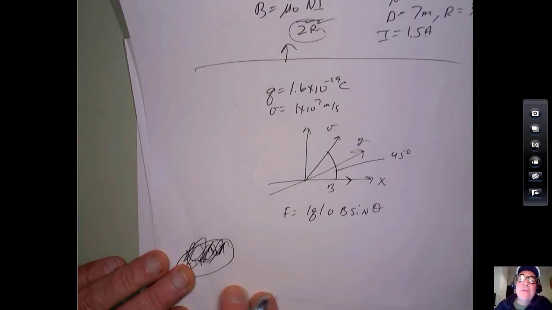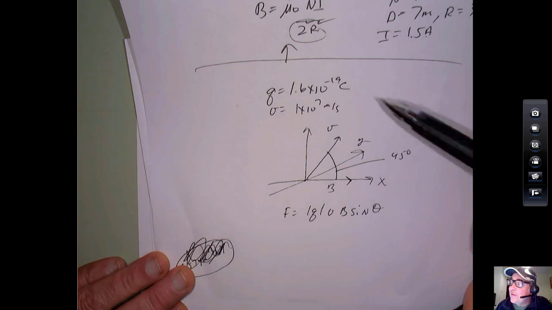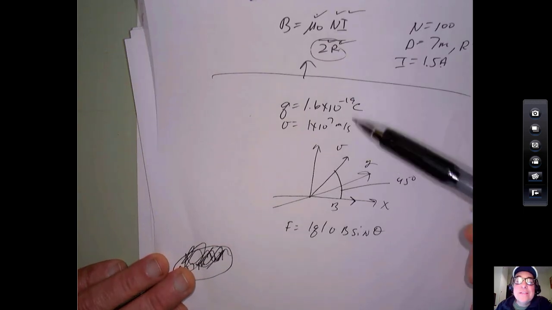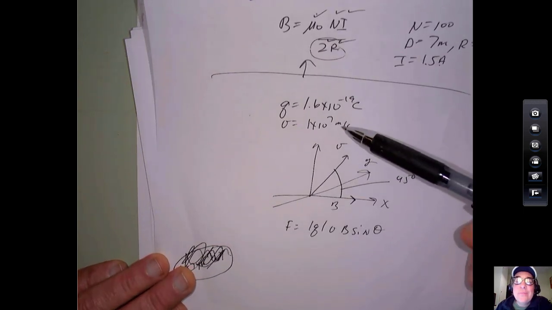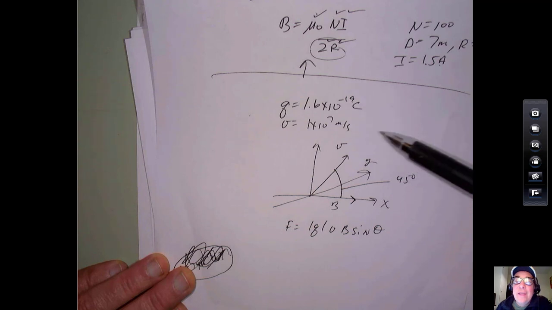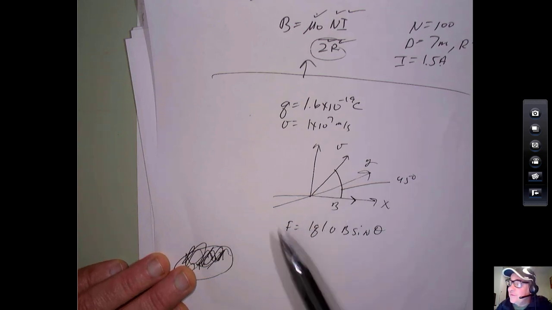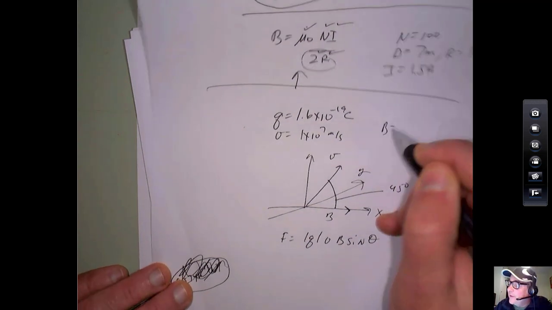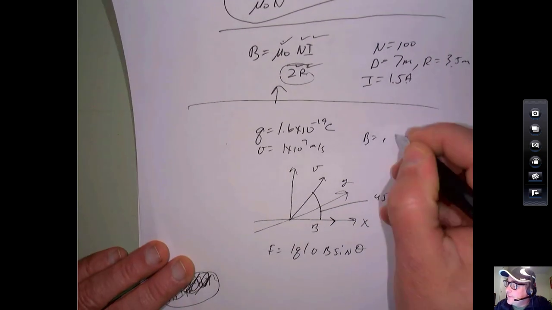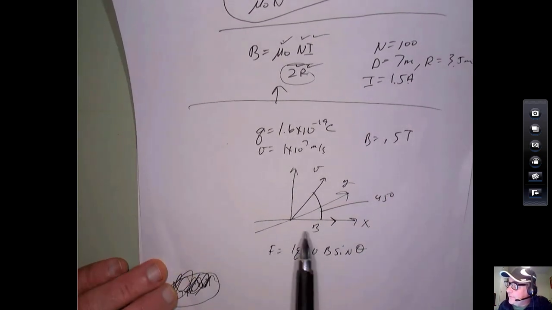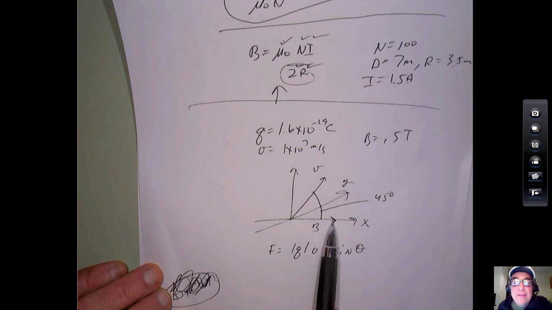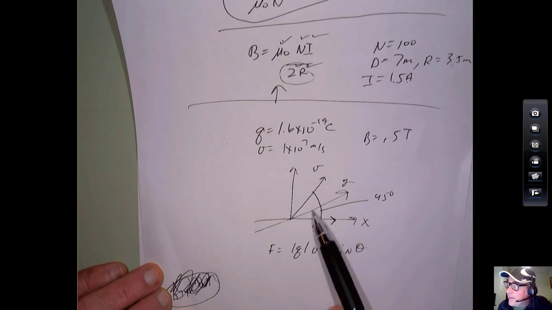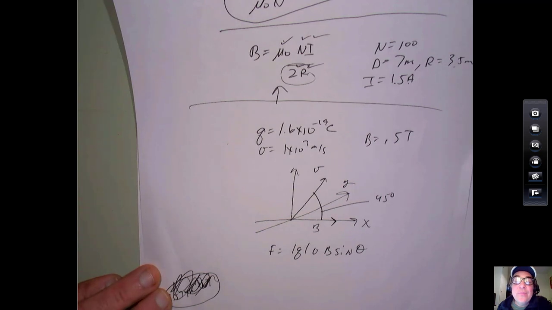Okay, so we know it's a proton, so we know the charge, 1.6 times 10 to the minus 19th. We know how fast it's going, 1 times 10 to the 7th. And we know the magnetic field strength, given in the problem, of 0.5 Teslas. And we know the magnetic field is this direction, and we know the proton is moving this way. So there's an angle between V and B.